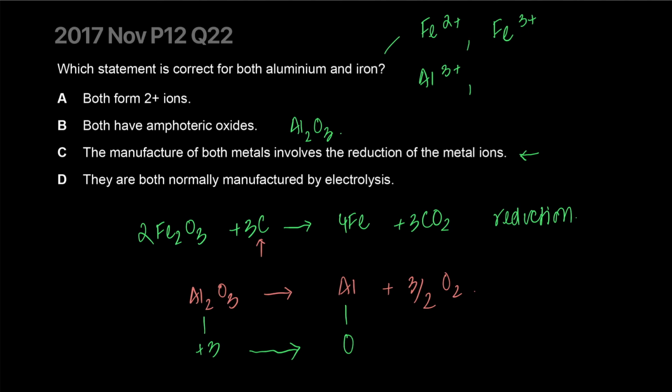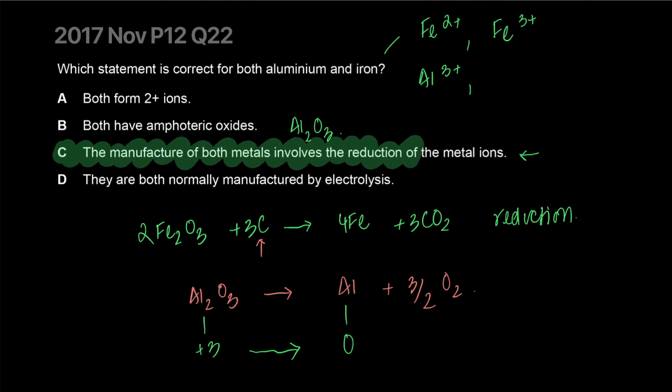It's correct. I think people might be confused with C, because the manufacturing system is different, the chemical reaction is different as well. That's not true. They are both normally manufactured by electrolysis. Well, we just talked about it. This is through carbon, and this is through electrolysis. The answer is C.